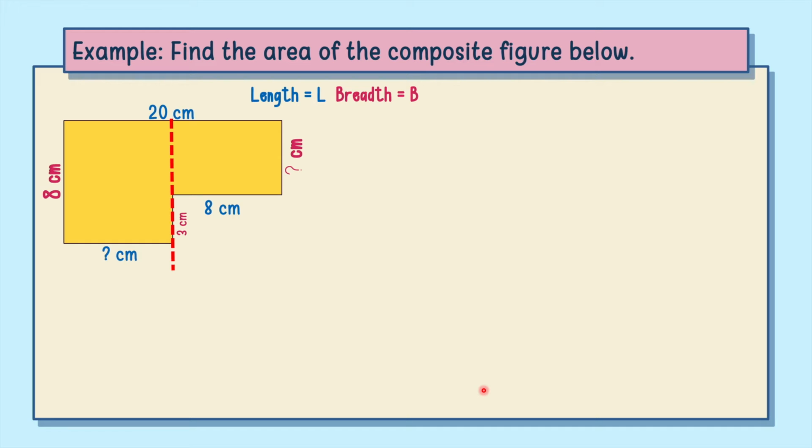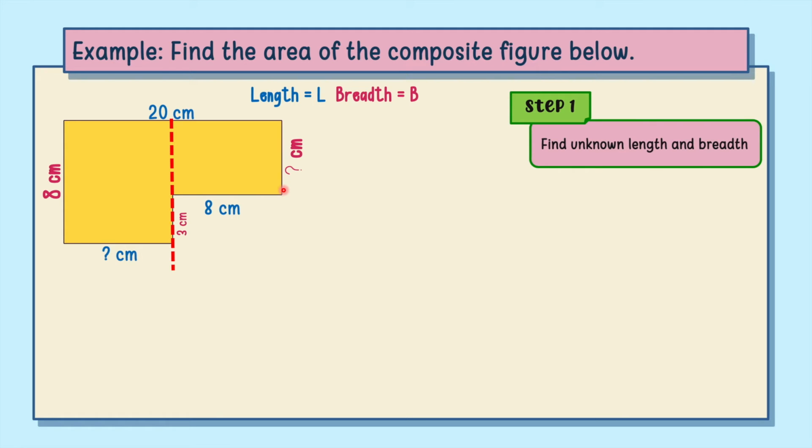So let's look at an example. Example 1, find the area of the composite figure below. So I have here a composite figure. This whole length is 20 centimeter, and this is 8, and we don't know the length of this part. The breadth is 8 centimeter here, 3 centimeter here, and this one is the unknown breadth.